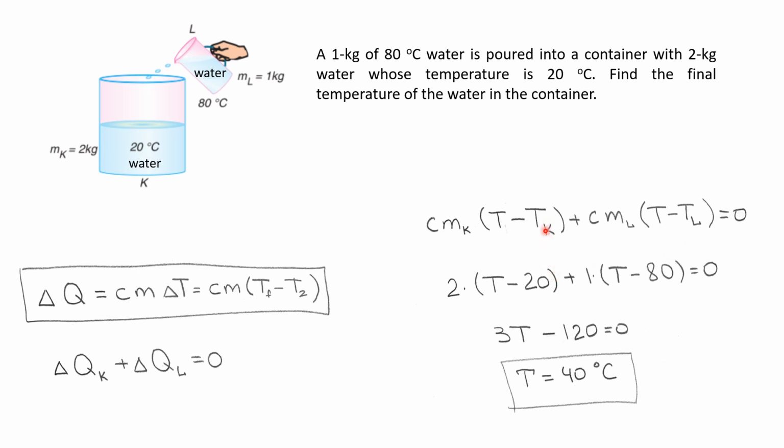So the temperatures of K and L are 20 degrees and 80 degrees respectively. And since the specific heat in both cases is the specific heat of water, it cancels out. So we can just divide both sides of the equation by C. For mk, we put 2 kilograms. For ml, we put 1 kilogram. And then we have a very simple equation. If we solve this equation, we find that the final temperature of the solution is 40 degrees centigrade. And that's the answer to this problem.